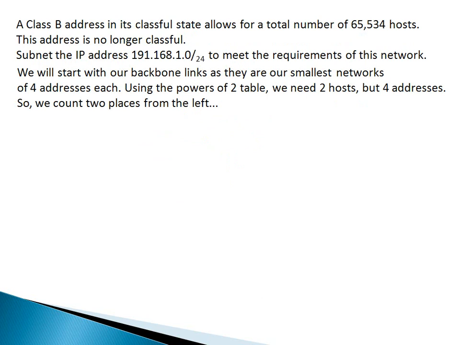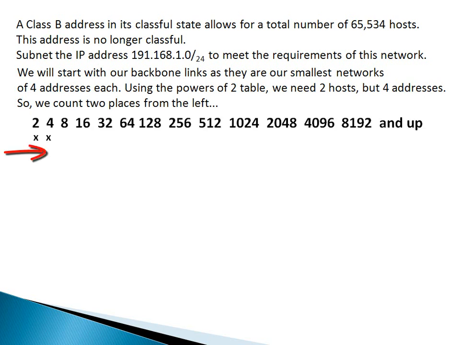Subnet the IP address 191.168.1.0/24 to meet the requirements of this network. We will start with our backbone links as they are our smallest networks of 4 addresses each. Using the powers of 2 table, we need 2 hosts but 4 total addresses, so we count 2 places from the left.